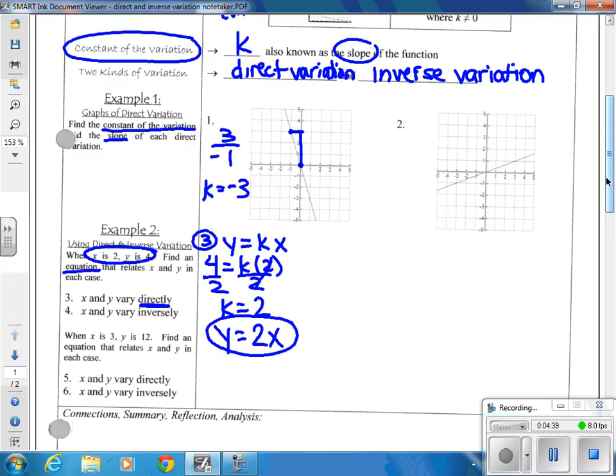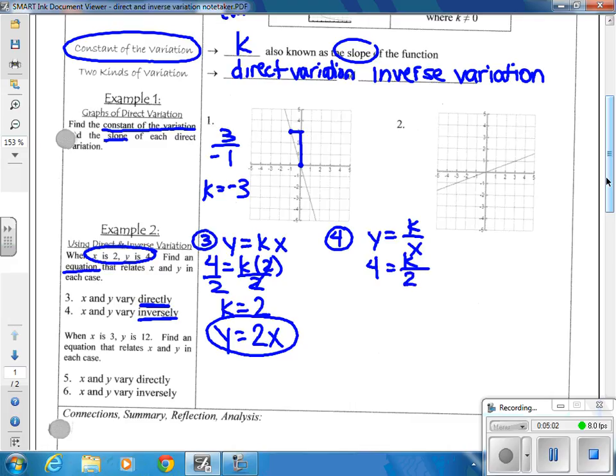For number 4, we're going to do the same thing, except this time it says inversely. So that's your clue that you're using the inverse formula, which is y equals k divided by x. And once again, you're still using x is 2 and y is 4. Until they give you new numbers, those are what you're going to use for the problem. So for y, we make it 4, leave k in the right spot and put 2 in the x spot.